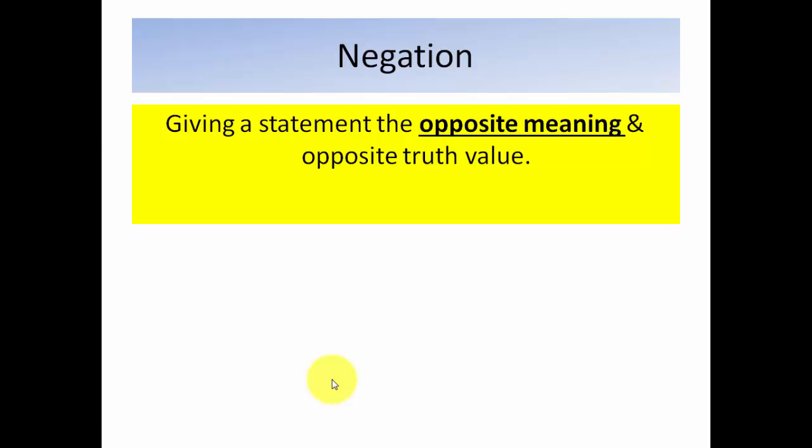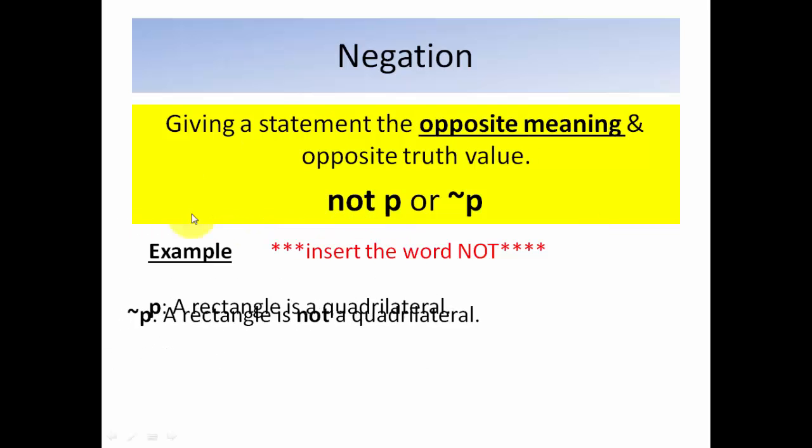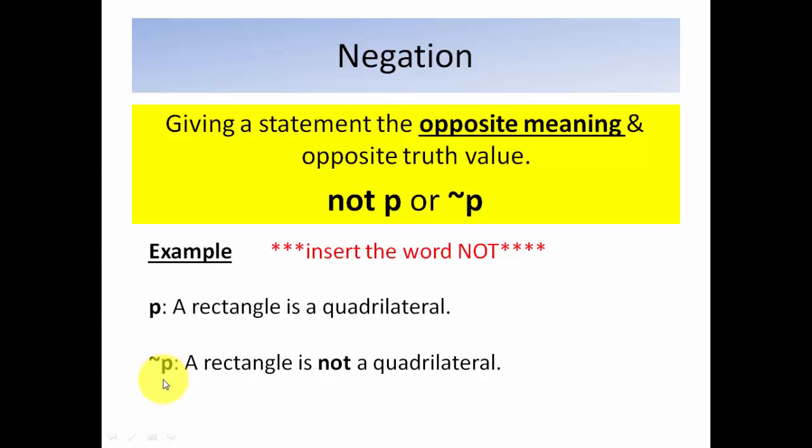Next, let's talk about negation. Negation is giving a statement the opposite meaning and opposite truth value. The notation for this will either say not P, or this little symbol right here means not, and then P. Now P could be Q, R, S. This letter P is just representing the statement. So here's our example. P, a rectangle is a quadrilateral. If I was going to do the negation of P, I would insert the word not to negate it. So not P is going to be a rectangle is not a quadrilateral.